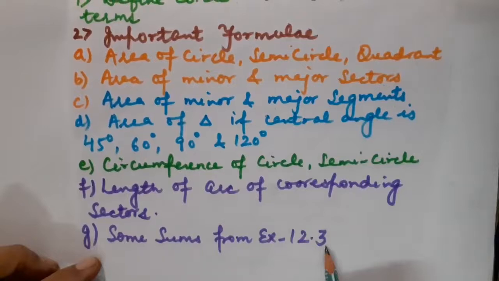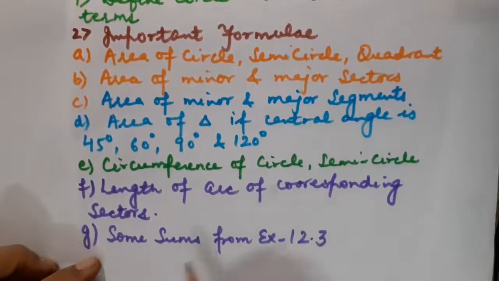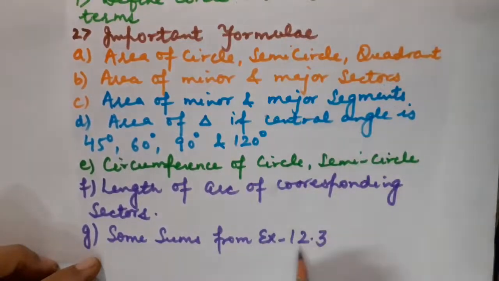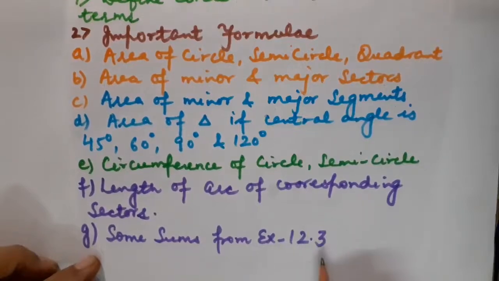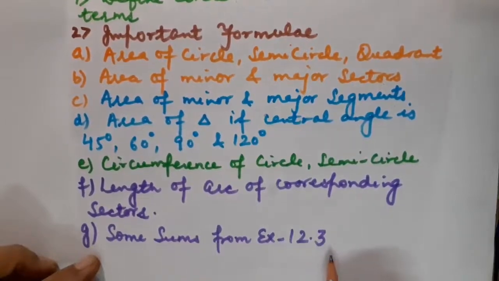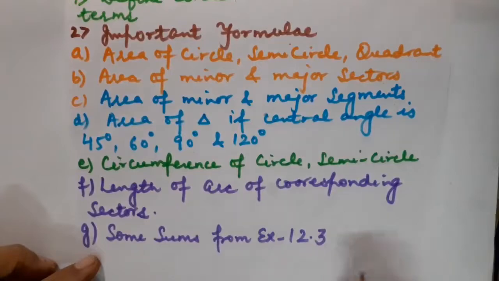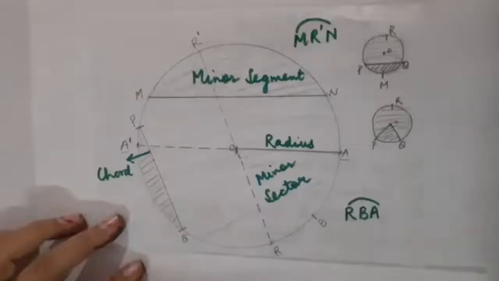because 12.1 and 12.2 are very simple. Only a few sums I am going to take from exercise 12.3. Because in this exercise a combination of plane figures is there and children face difficulty to calculate the area. In that case only, when there is a combination of many figures in one figure. Okay students? Children, let us start today's class.